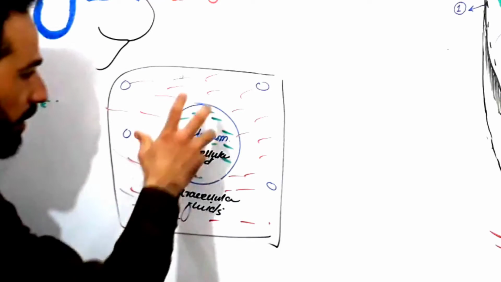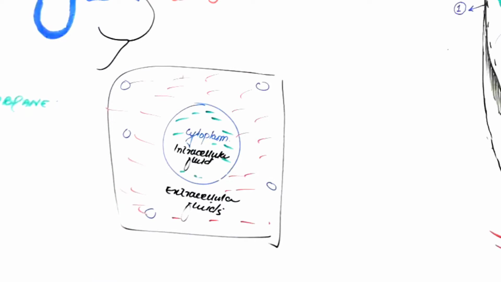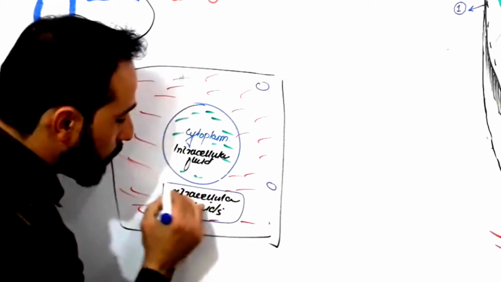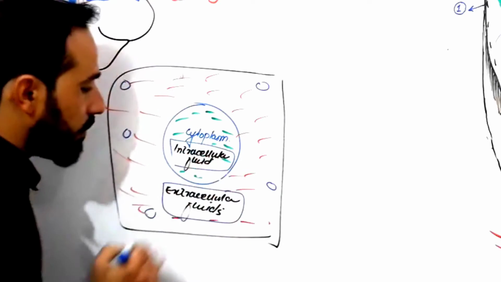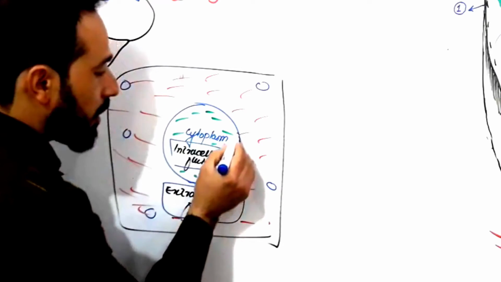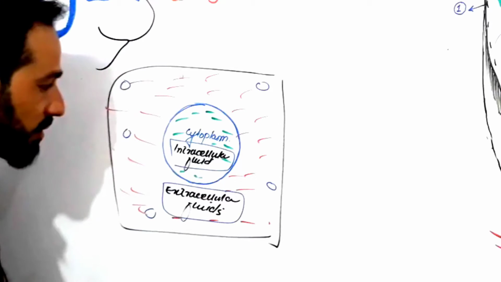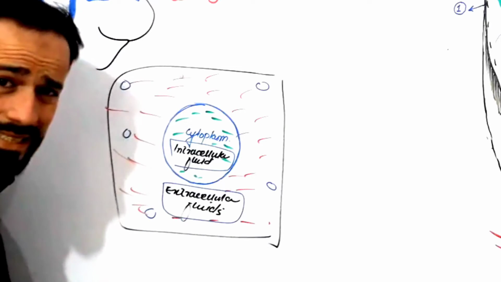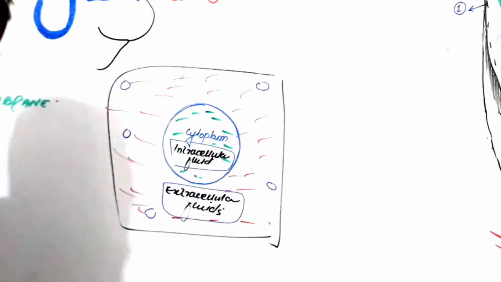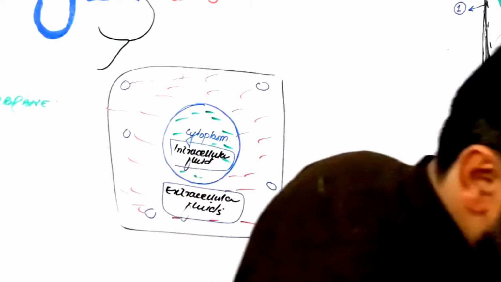So what actually is the cell membrane? What is the definition of the cell membrane? You can see that the extracellular fluids and the intracellular fluids are separated by this periplasmic membrane. So what is the cell membrane? The cell membrane is a boundary between extracellular fluids and intracellular fluids. That is the very simple definition of a cell membrane.